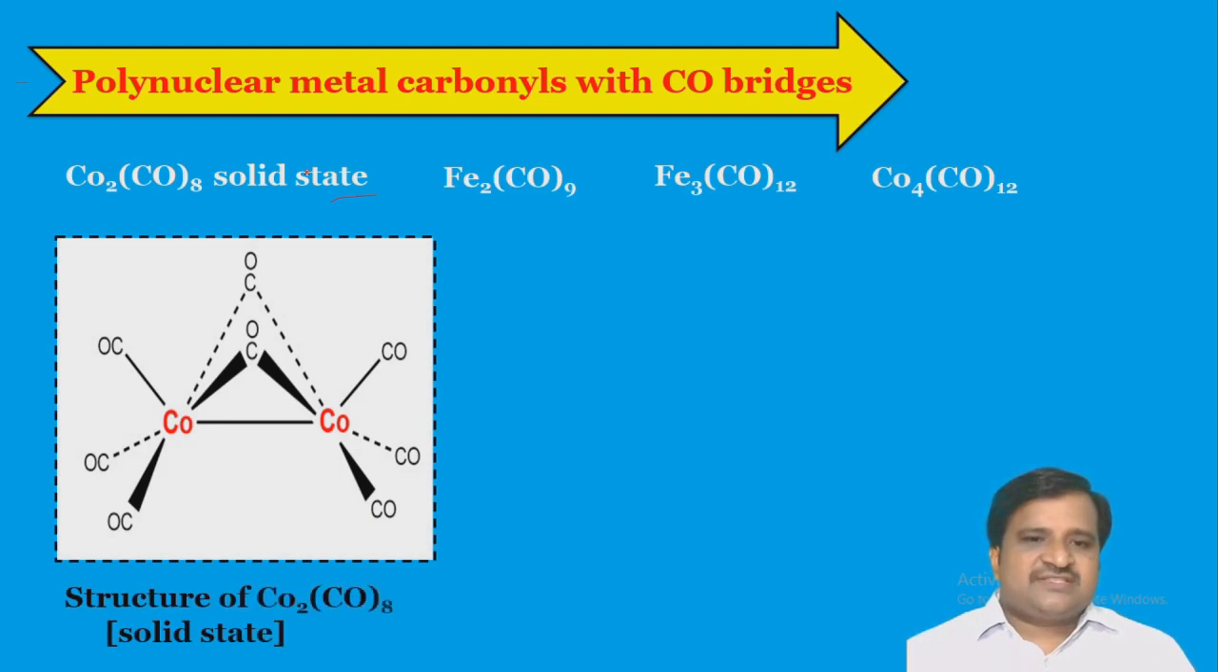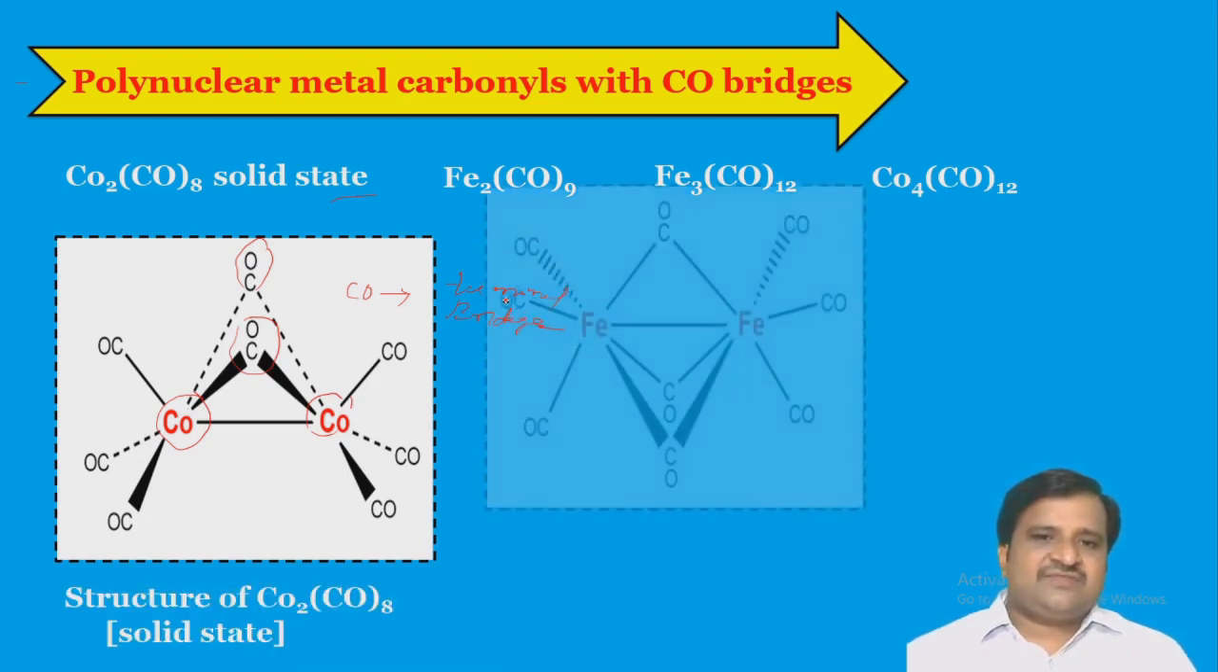The example, structure of Co2(CO)8 in solid state: here each cobalt is bonded to three CO ligands in the terminal manner, and these two CO ligands are bridged, so the ligand is bridging between two metal atoms. This is also bridging between the two metal atoms. Here the CO ligand can bond to the metal as a terminal ligand or as a bridged ligand.